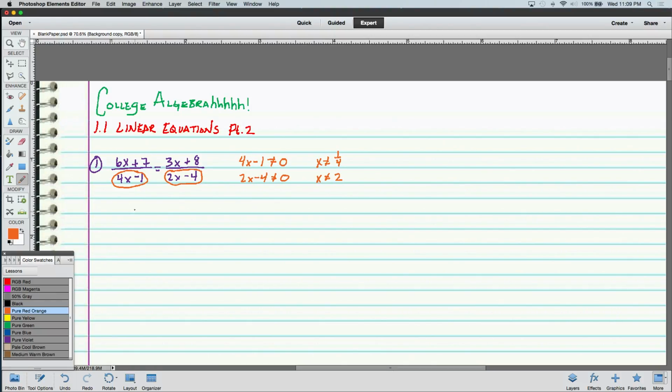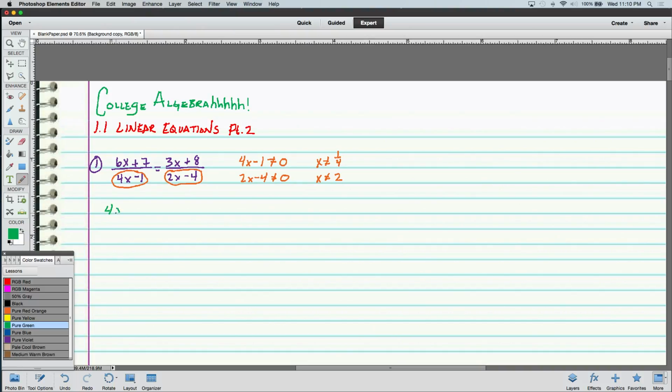So step number 2. Step 2 was clear all fractions using the least common multiple. So let's switch over to green. Well, for our least common multiple of the denominators, here we have 2 separate expressions. The least common multiple of these 2 expressions is just going to be the product of the 2 expressions. So we're going to multiply both sides by our 2 expressions in the denominator.